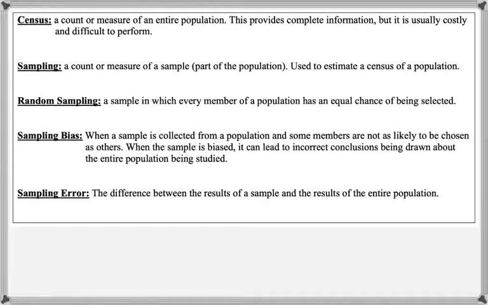Sampling bias occurs when a sample is collected from a population and some members are not as likely to be chosen as others. And when the sample is biased, it can lead to incorrect conclusions being drawn about the entire population being studied. And then lastly, sampling error. This is the difference between the results of a sample and the results of the entire population.